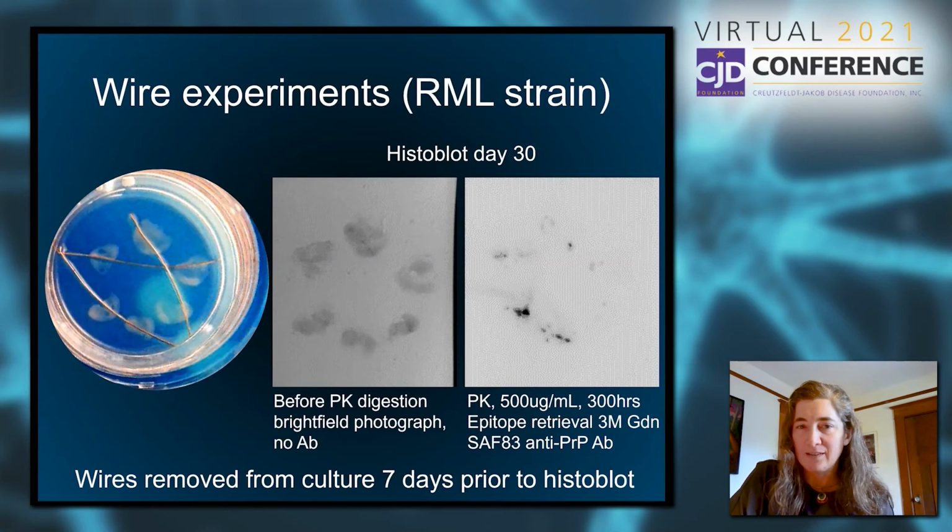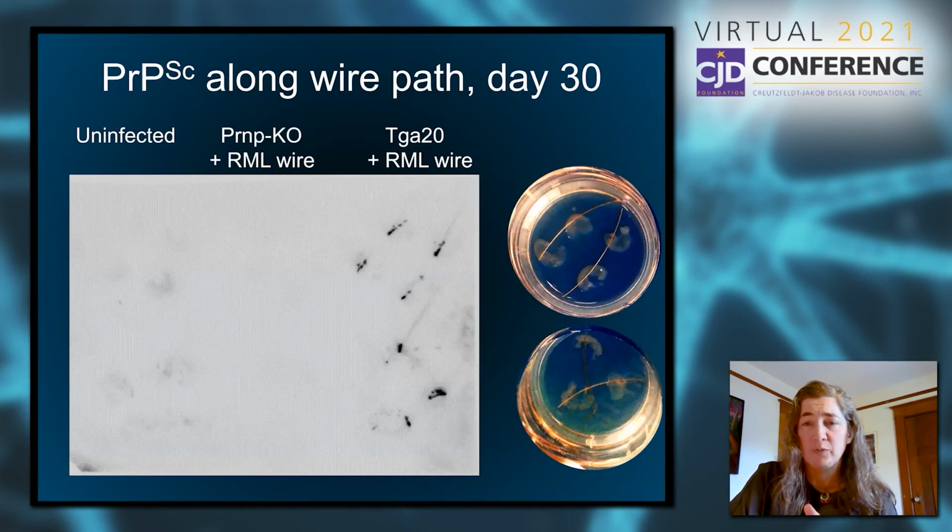In the middle panel is simply a picture of what the slices look like after we transfer them to a membrane without any labeling or staining. Then we digest away all the protein except for the prions, and that's what's in the right panel. So you can see sort of those dark splotches. Those are the prions after 30 days of infection. And I hope you can appreciate that they sort of line up along where the wires are. I'll show you another example here, which might be a bit clearer.